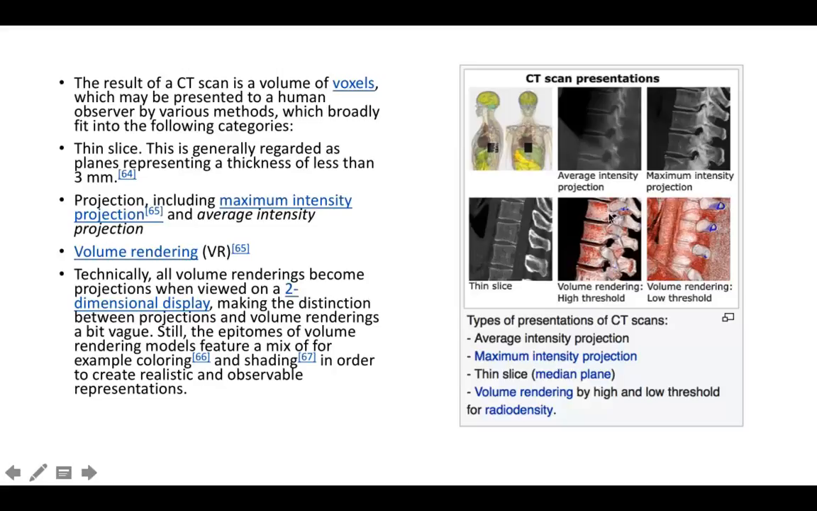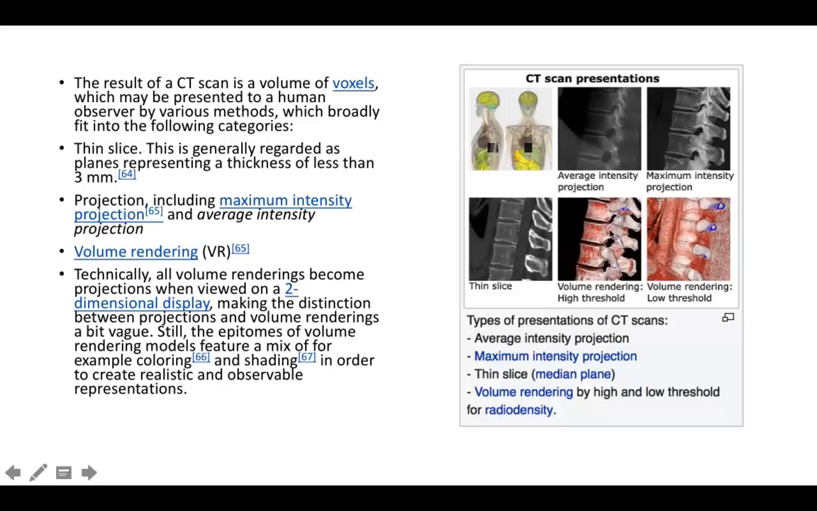A volume rendering in a virtual reality type environment can give you a three-dimensional looking picture, and you can do that at various different uses of data or thresholding. Technically the volume renderings are projections because they're viewed on a two-dimensional display. So a volume rendering is not that much different from a projection if you're looking at a normal 2D display, but typically in volume renderings you tend to have color and other things that give you some three-dimension like appearance of the data.